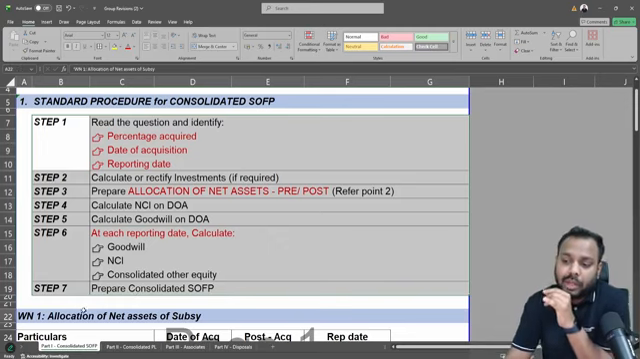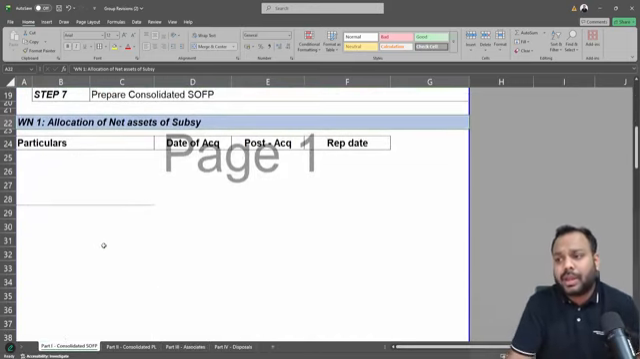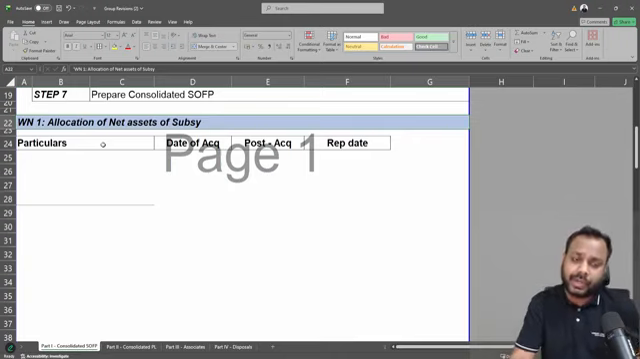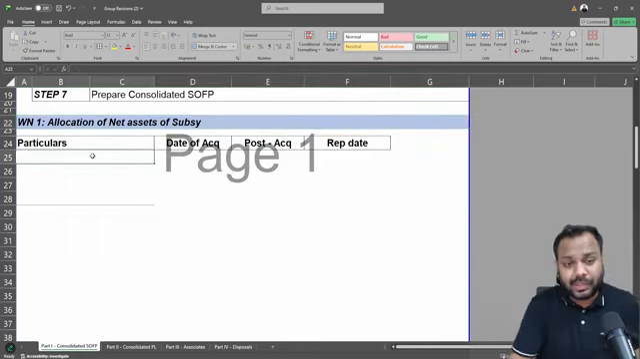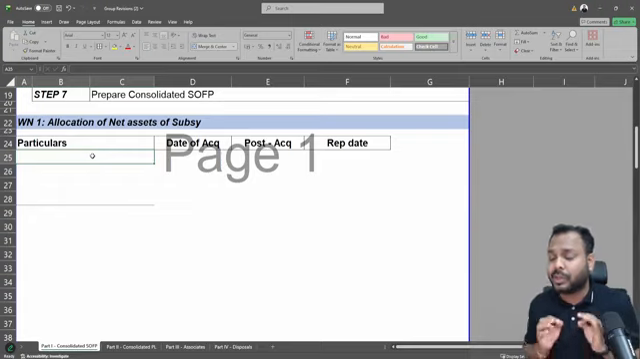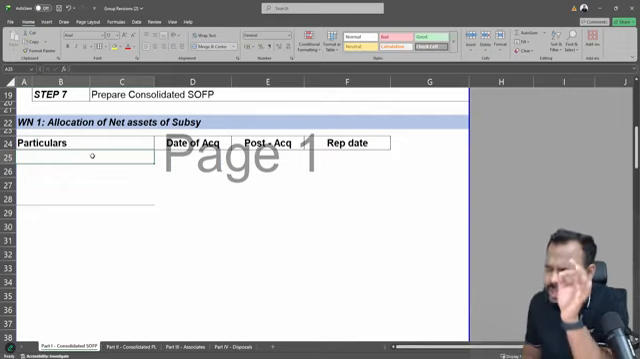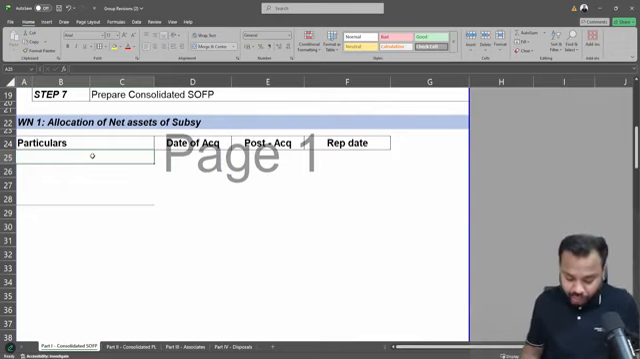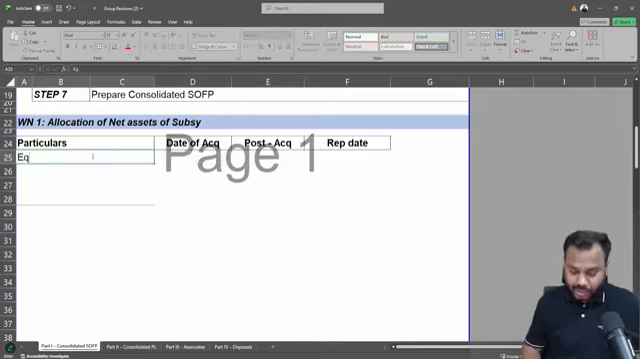Okay, now coming to the adjustments. Now, working note number 1, allocation of net assets of subsidiary. How do you prepare this allocation of net assets of subsidiary? Please be very careful. Listen to each and every word that I say, because each and every word will be very helpful. So be very careful when you are listening to me. Okay, so first point is equity capital. Now tell me, this allocation of net assets is of which company? Parent or subsidiary? Subsidiary. Equity capital.